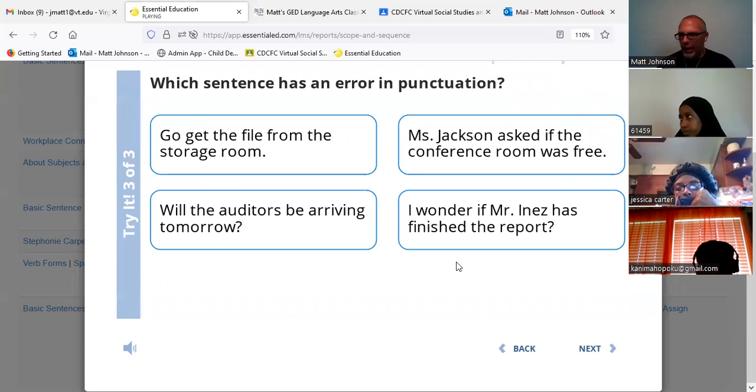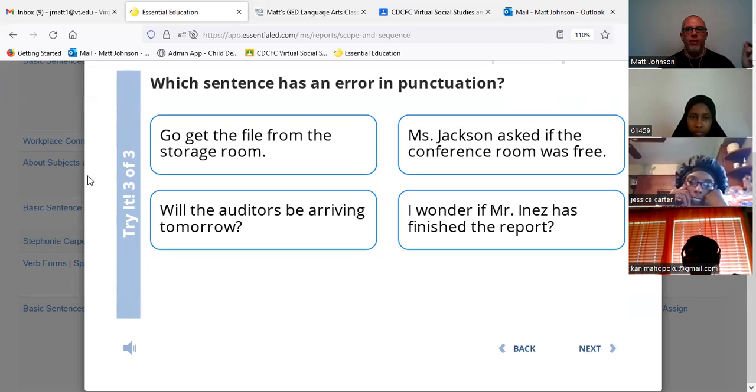Okay, here we go. Let's see. Nilda, I'm gonna go back to you. All right, which sentence here are we looking at an error in punctuation? I think A. Nope, because that is like an imperative or command statement. Go get the file from the storage room. Give you another shot here.